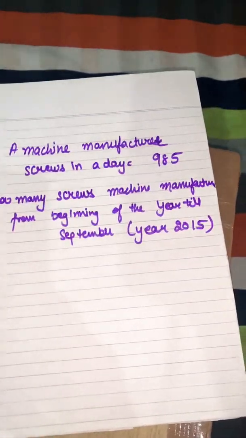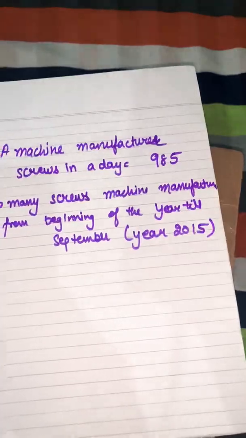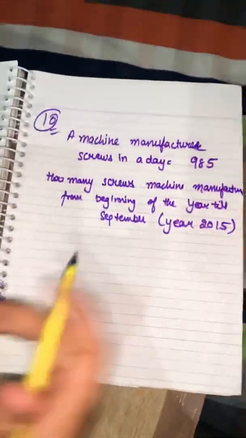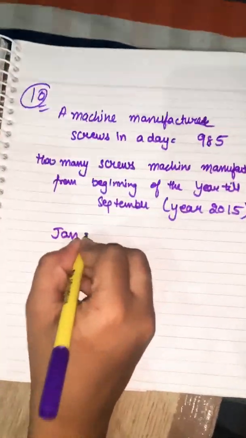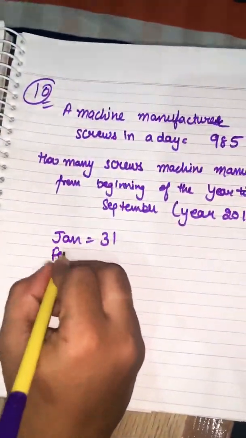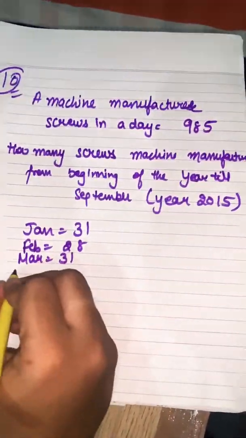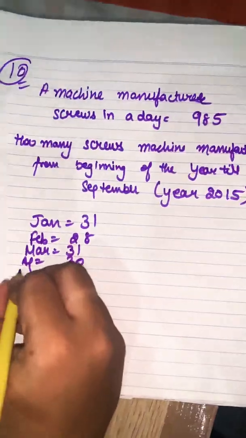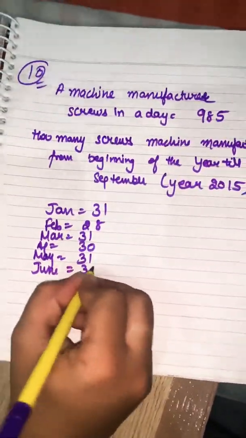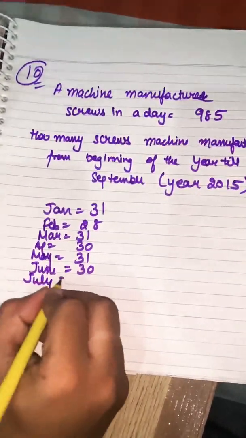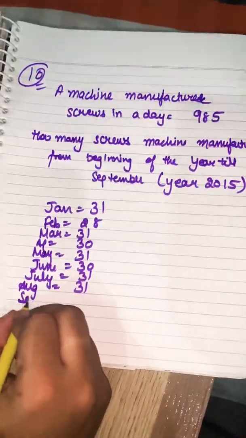There are different days in each month. In January, we have 31 days. In February, we have 28 days. In March, we have 31 days. In April, we have 30 days. In May, we have 31 days. In June, we have 30 days. In July, we have 31 days. In August, we have again 31 days. In September, we have 30 days.